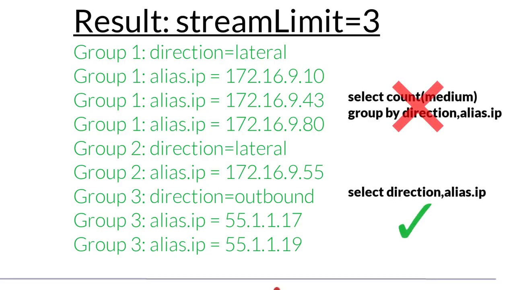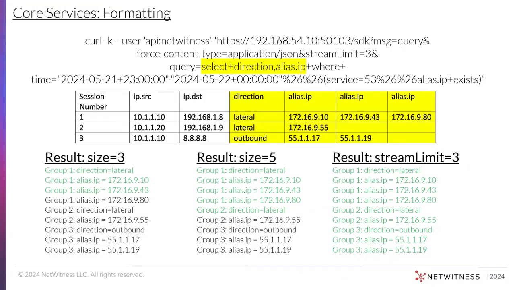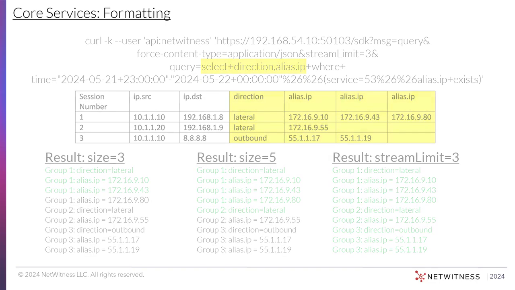There is a caveat to stream limit though. You can't use it if one of your select clause parameters is an aggregation, for example, count medium. In that case, you would either use size or leave off size and stream limit entirely. But again, remember that size is best used when the query will have a predictable number of entries per session. To be honest, picking a correct size value when using aggregations can be hit or miss, so it's probably better to remember that if you're using aggregations, just leave off size and try not to run queries that would maybe return a massive amount of data.